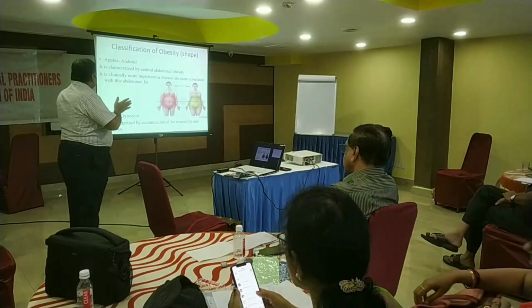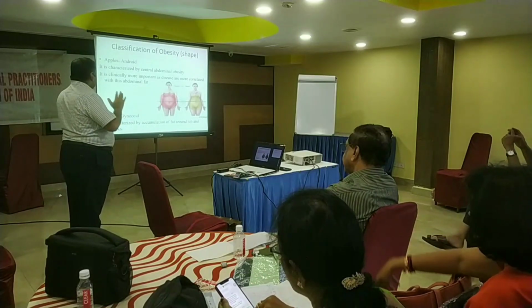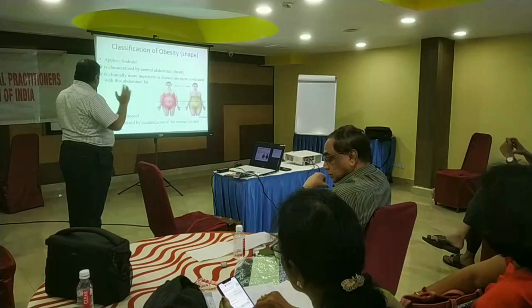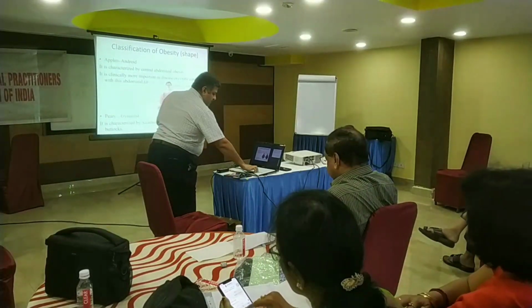Generally, the android type of fat, or the midgut fat, is meant to be bad. The fat around the hip and buttock, the gynecoid type of fat, is meant to be better. The brown fat is meant to be better.